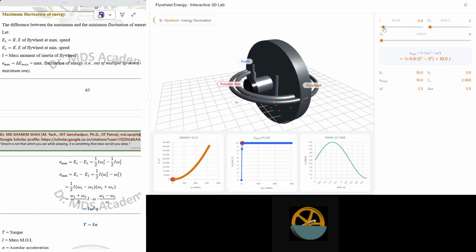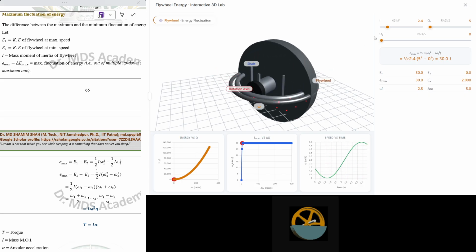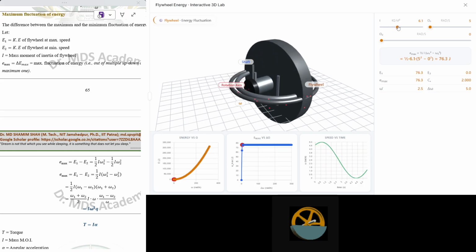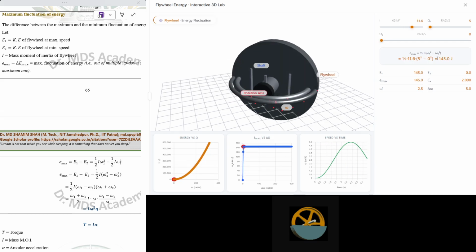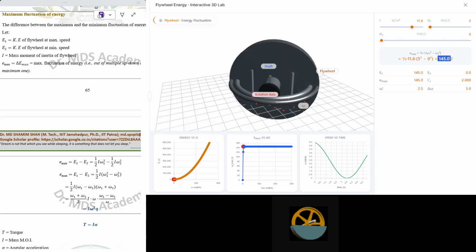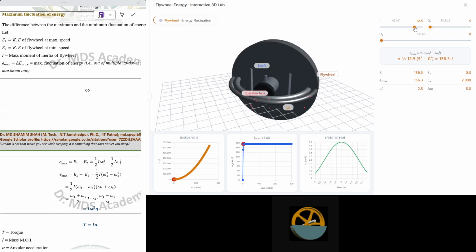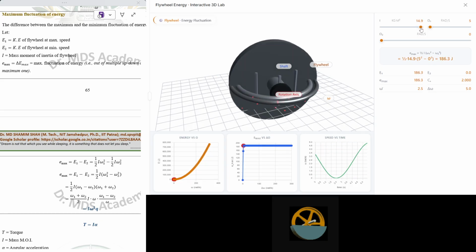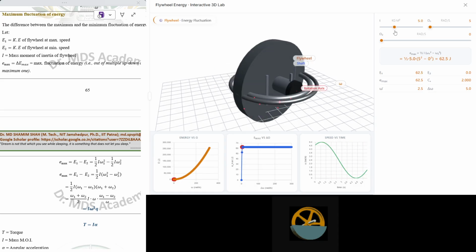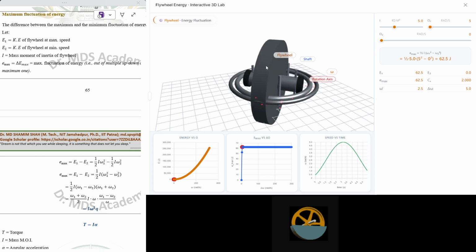As you are increasing the I value, see in the y axis you will be getting a higher value of energy stored in the flywheel. You can also get the direct values from here. The more the I, the more the energy stored in the flywheel. The lesser the I, the lesser the energy stored. Let's set some random value, say 5 kg meter square. For the disk, I is given as mr square, where m is the mass of the flywheel and r is the radius of the flywheel from the center.